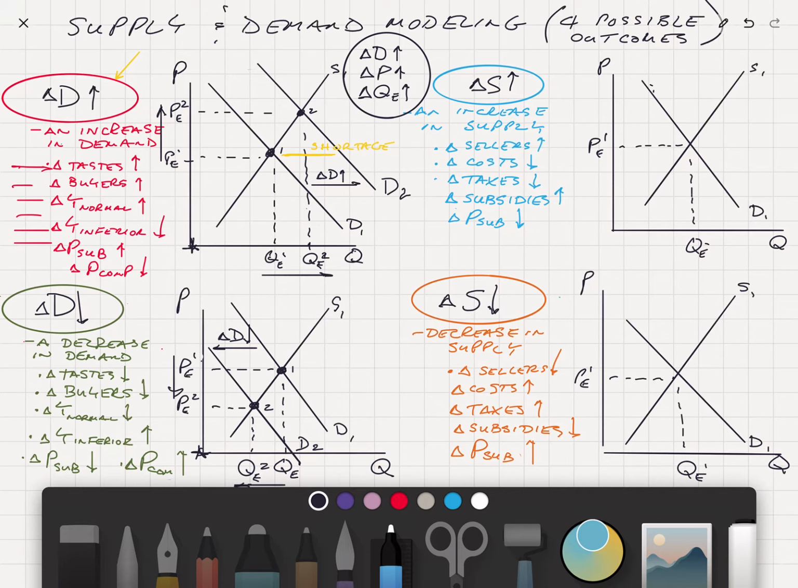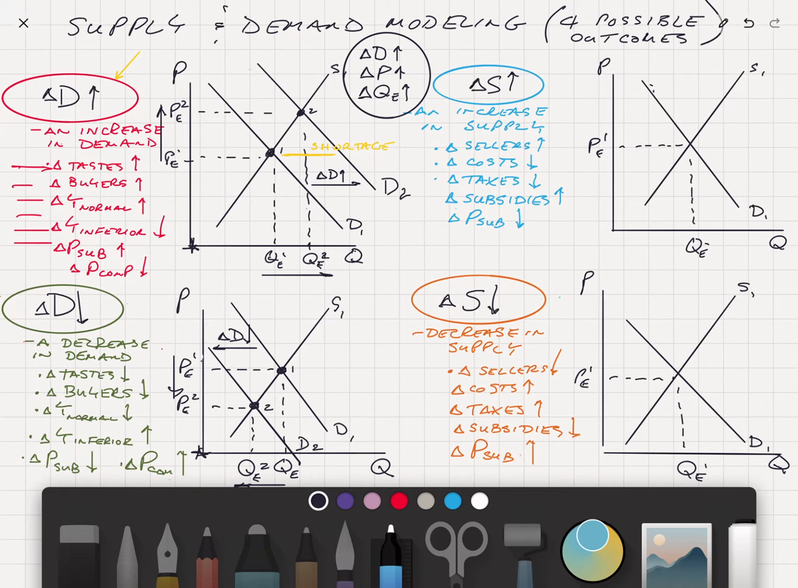Okay, what caused this to happen? Well, you take all the arrows from above and you flip them around. A decrease in demand could be caused by a change in tastes and preferences down. People just simply don't want to buy this good anymore. It could be the number of buyers decreased. It could be a normal good and your income went down. It could be an inferior good, your income went up.